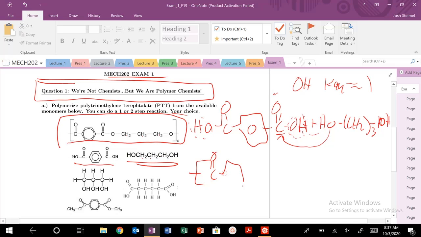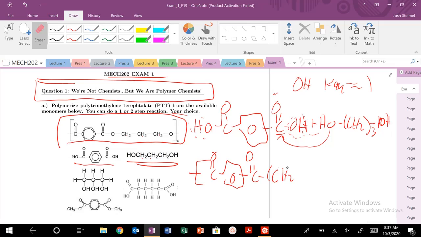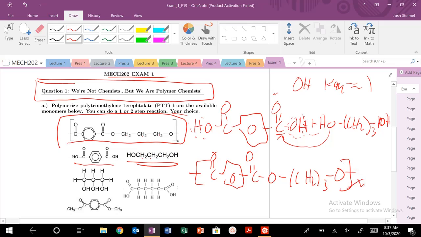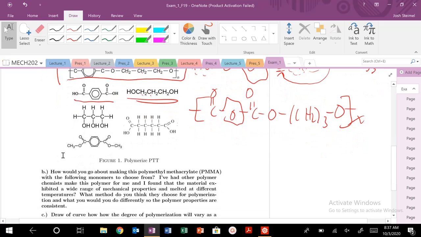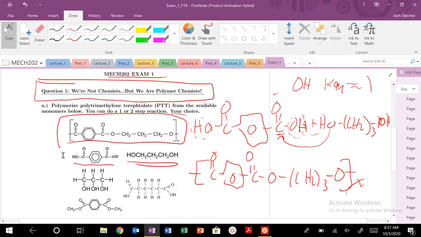Excuse my drawing, I'm sure all the chemists are cringing right now. CH2, dash O, dash, CH2 three, dash O. And that's it. So what type of polymerization is this? Step growth, not chain growth polymerization. Again, be ready if you need a two-step reaction. And our byproduct is H2O. We need to get rid of that. We need to remove it.